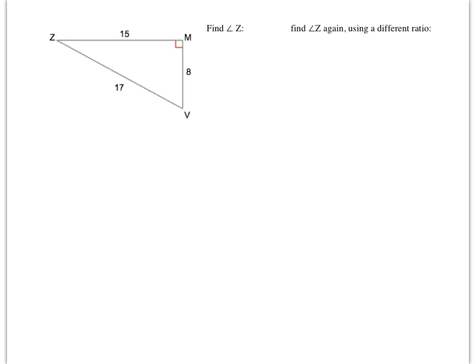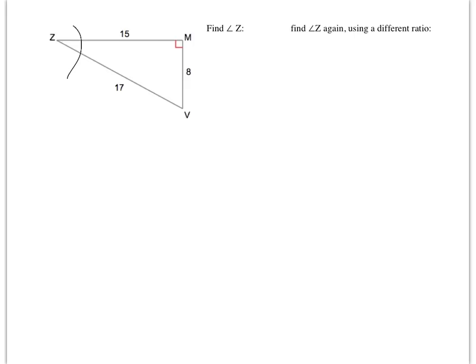Okay, for this question, we're going to find angle Z, and you'll notice that we have all of the side lengths here. So when we're trying to figure out which trig ratio to use, we could actually use any of them. We have enough information to use the sine, the cosine, or the tangent. It doesn't really matter. When we have all three side lengths, you get to have that choice.